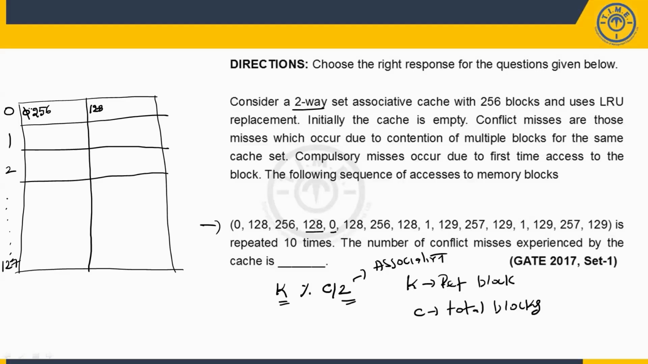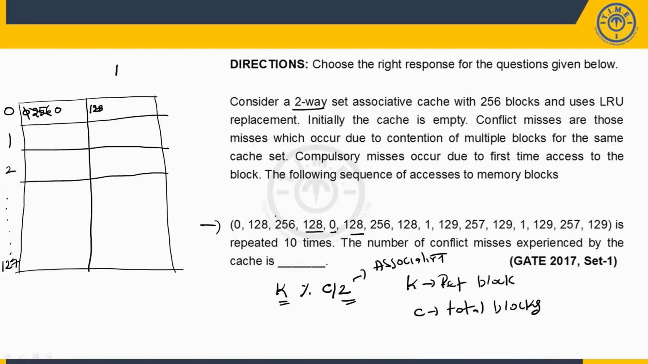0 is going to replace 256. Okay, and 0 is a conflict miss. Earlier, 0 was available. Due to the index contention, 0 has been replaced by 256. So when you search for 0 again, it's going to throw a conflict miss. So that's the first conflict miss that we're going to experience.